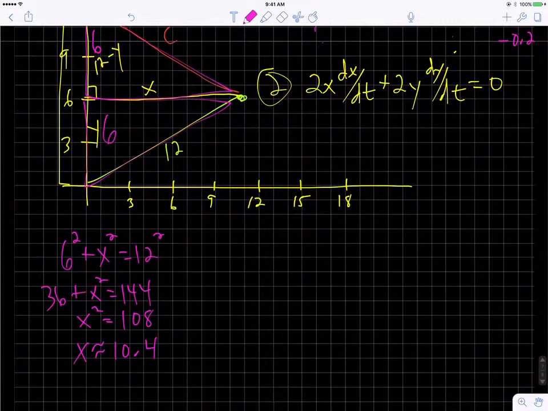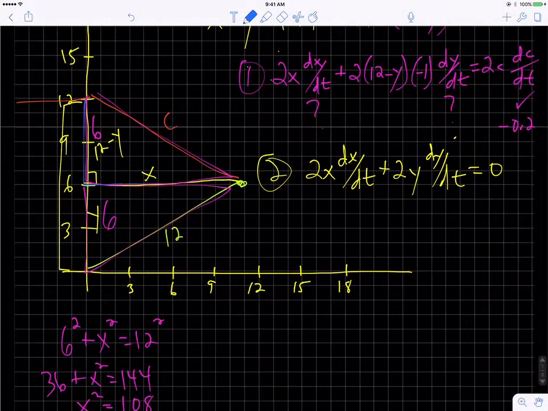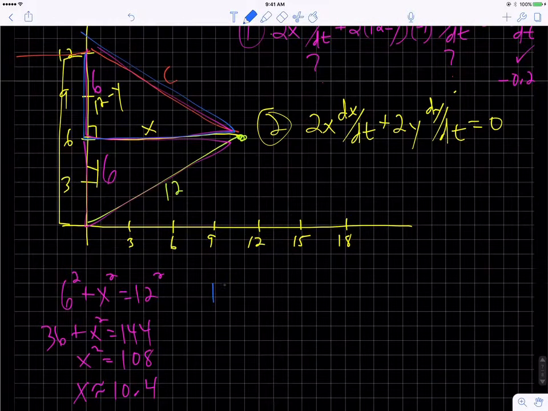Now to find my c, I know that x is 10.4, so now I'm going to do the top right triangle Pythagorean theorem. It's 10.4 squared, plus, I know the 12 minus y is 6, so 6 squared equals c squared. So my 10.4 squared is 108.2 approximately, plus 36 equals c squared.